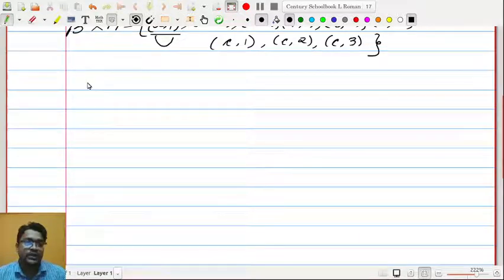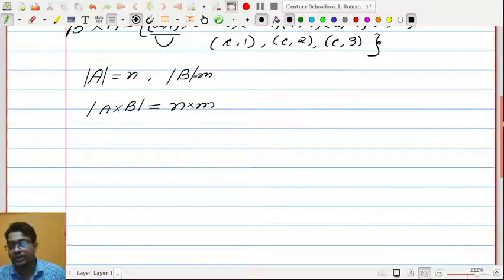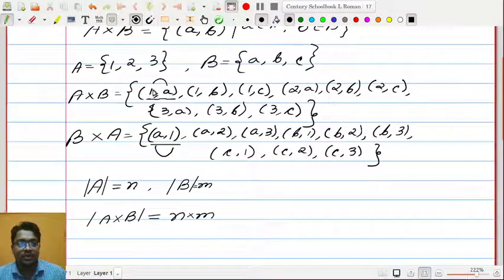Suppose the number of elements of A is n, and the number of elements of B is m. Then what is the number of elements of A cross B? The number of elements of A cross B will be n multiplied by m. It is quite easy to see: each element of the first set is paired with each element of the second set.